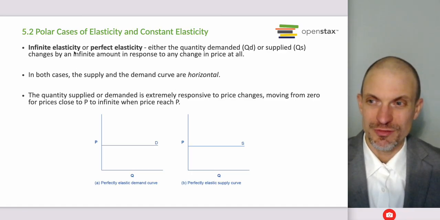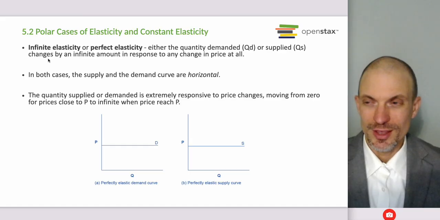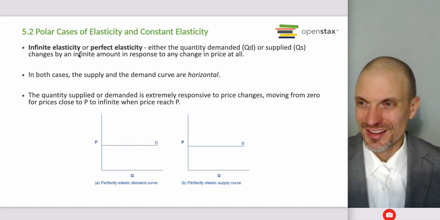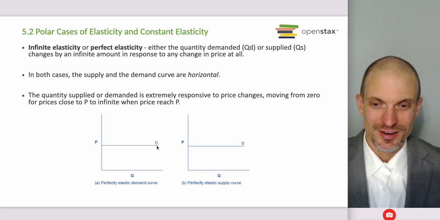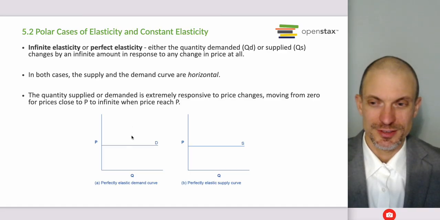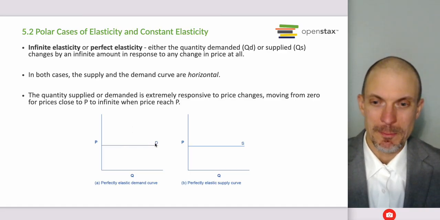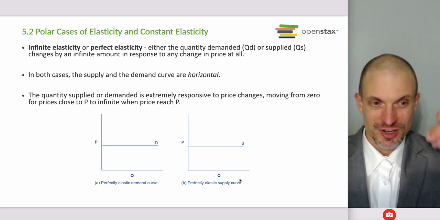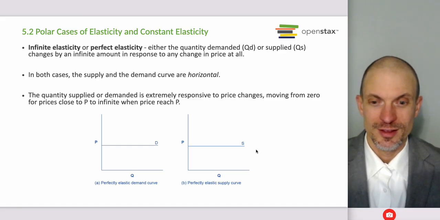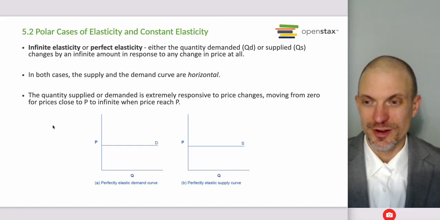Okay, so here's the polar cases, infinite or perfectly elastic. So that means there's infinite elasticity. So quantity changes by an infinite amount in response to any change in price. So this would give us a horizontal demand curve, right? So the idea is the slope of this thing is 0. So our change in price is 0. Here's the issue. Our change in price is 0. Our change in quantity is whatever it's going to be. And so our percentage change in quantity divided by our change in price is going to be 1 over 0. So it's undefined. And so that's infinite elasticity. Okay.